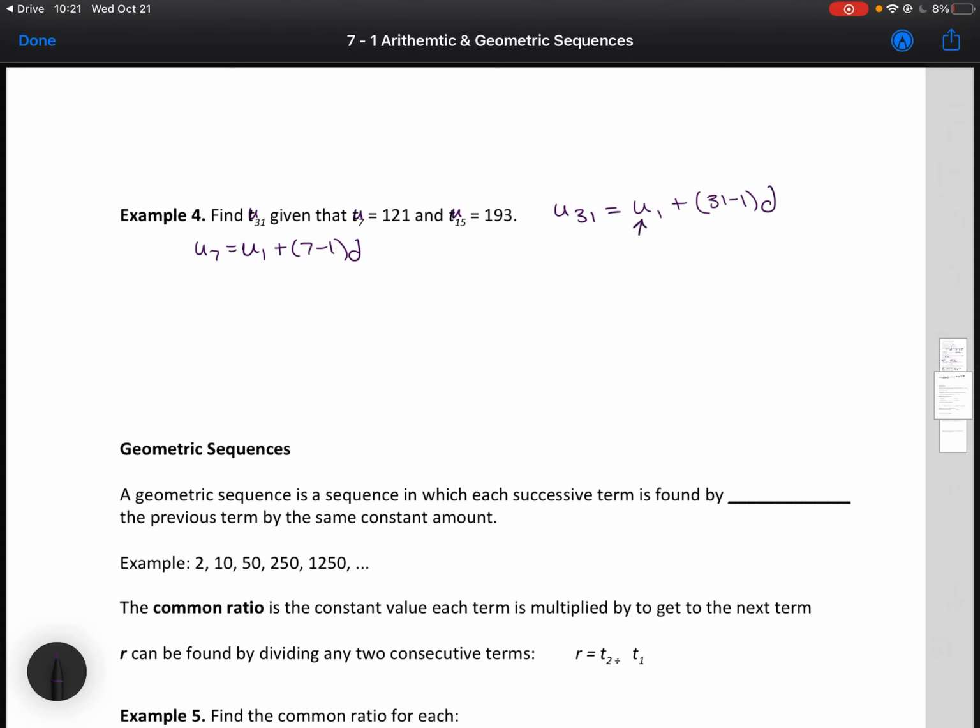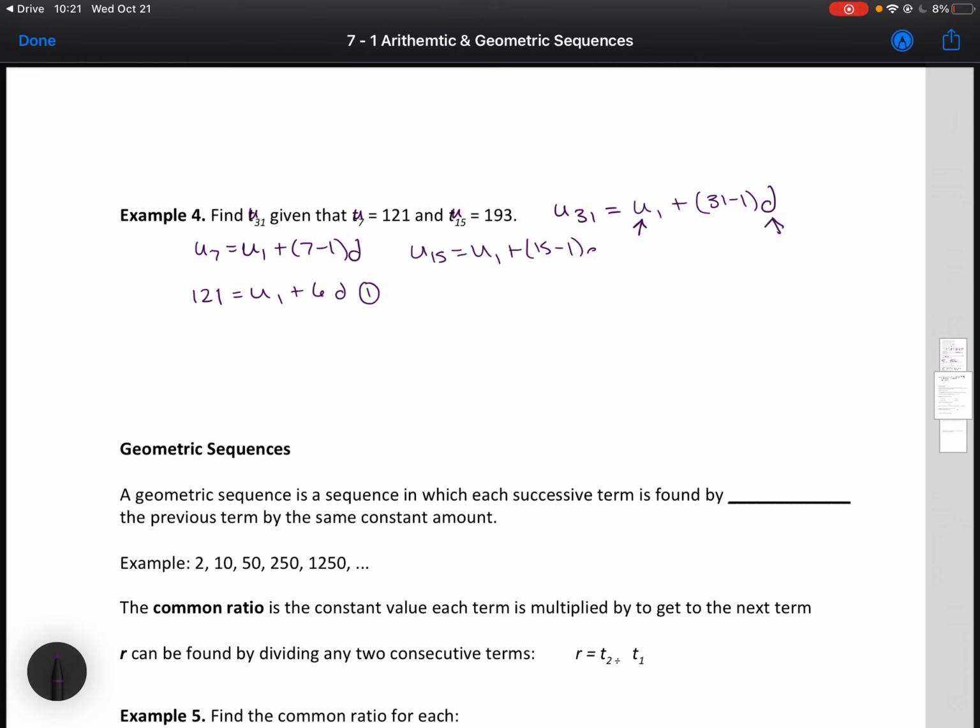The problem is that I don't know U1 and I don't know d. So what I need to do is use my information that I'm given to create two equations with two unknowns so I can solve for those values. So here, plugging in what I know, I've got 121 equals U1 plus 6d. That's my first equation. My second equation is going to be U15.